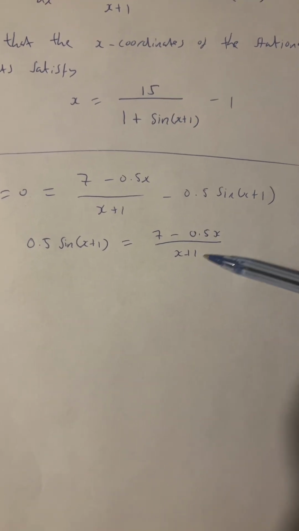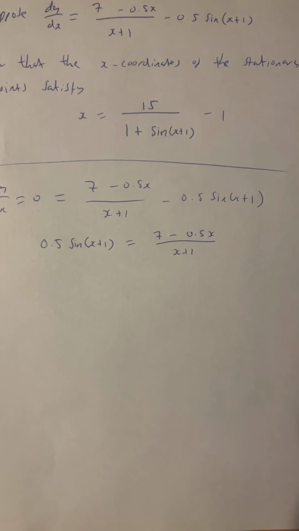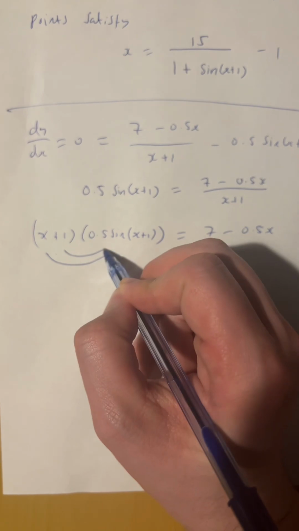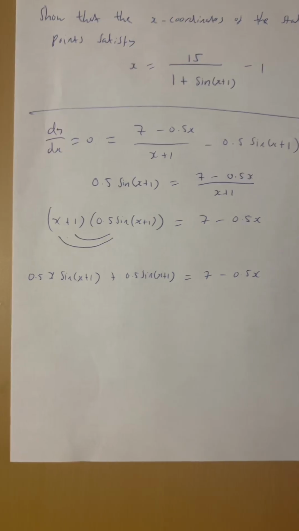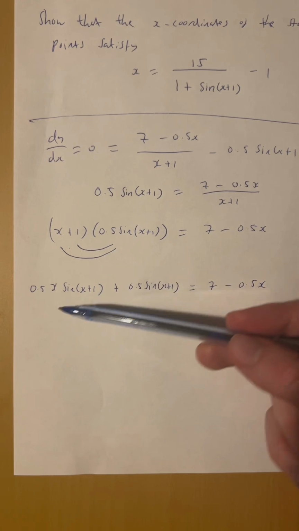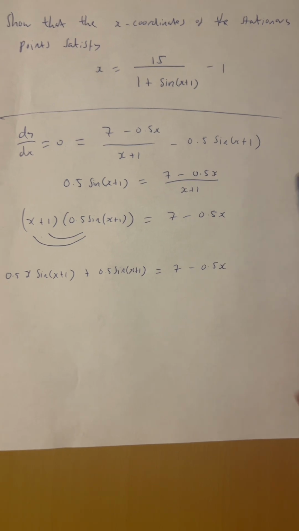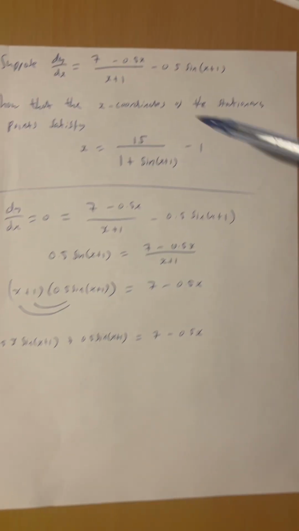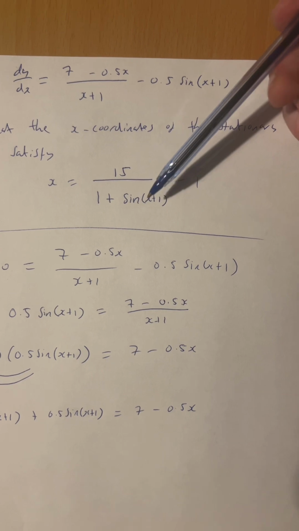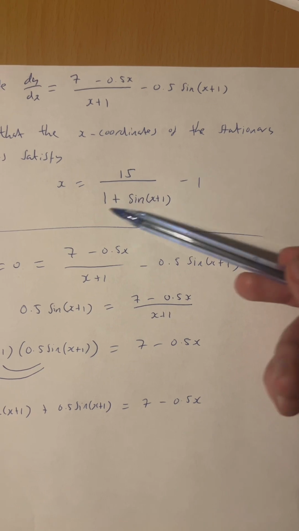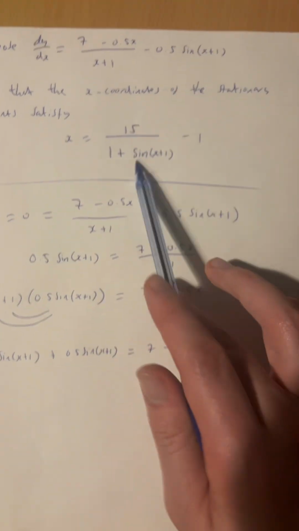Let's times both sides by x plus 1, and let's just see what happens. So we get something like this. Now we can just obviously expand the brackets there and there. So expanding our brackets, we get 0.5x sine x plus 1, 0.5 sine x plus 1 is equal to this. Now again, we're trying to somehow get a 1 plus sine x plus 1 involved, a factor of that, because we're going to have to divide by that somehow to get the answer that we need.